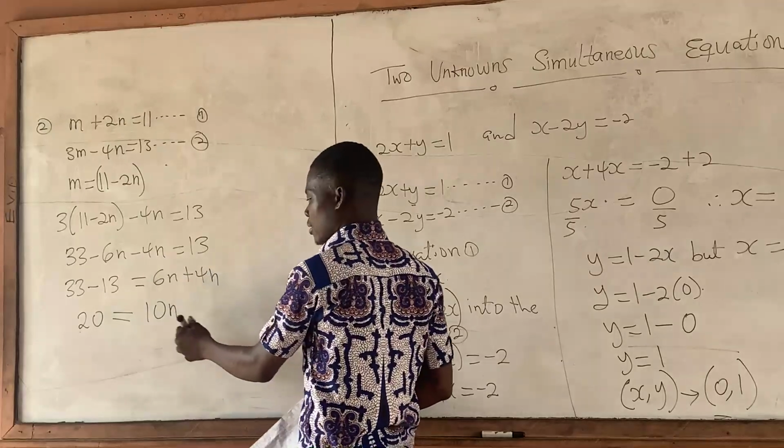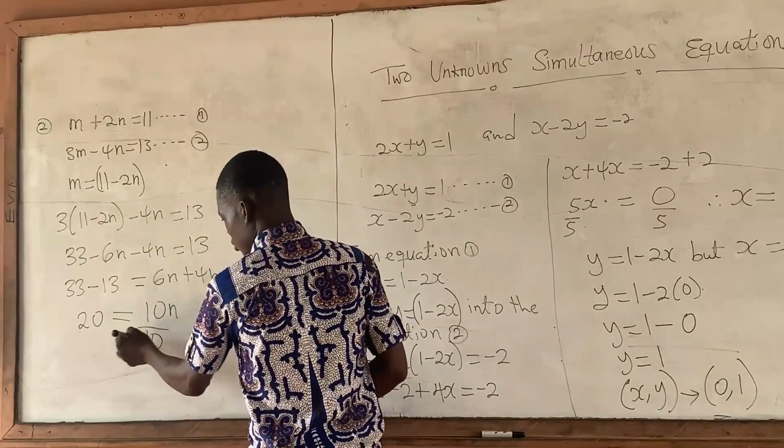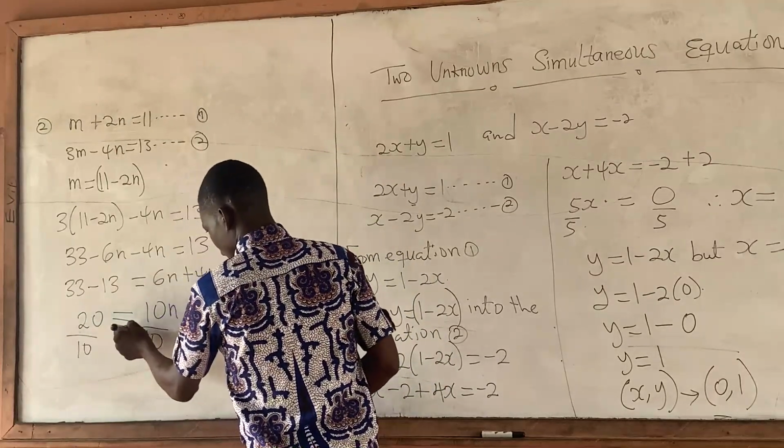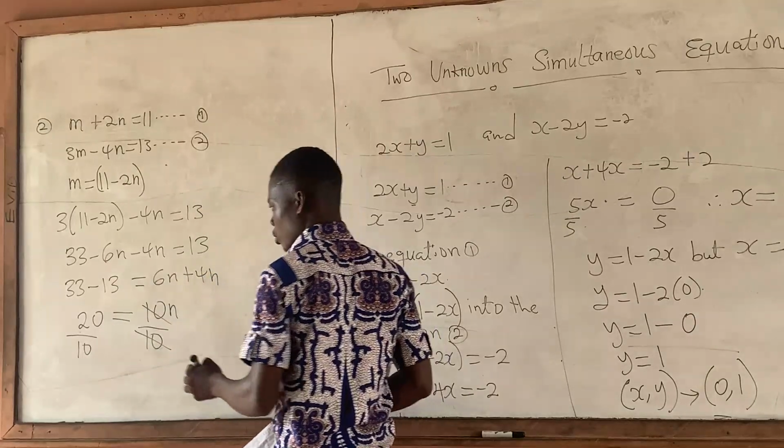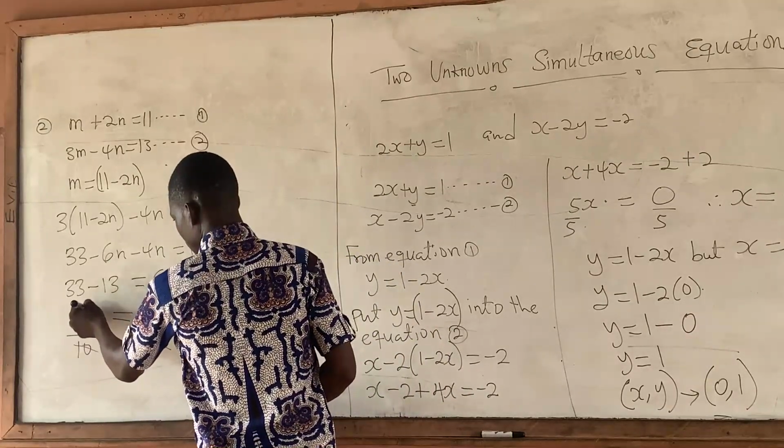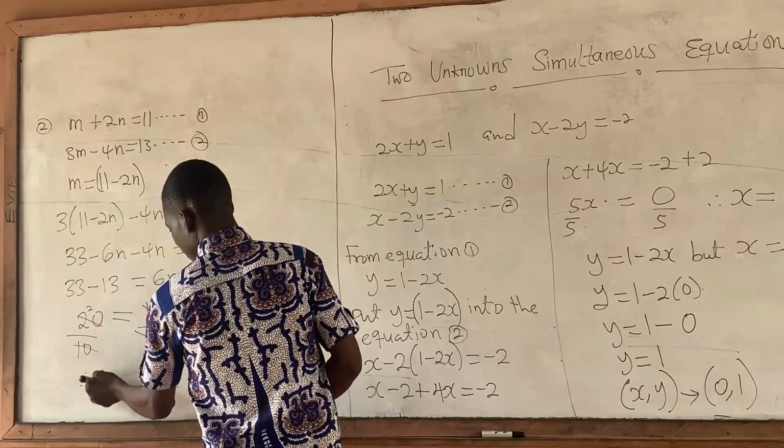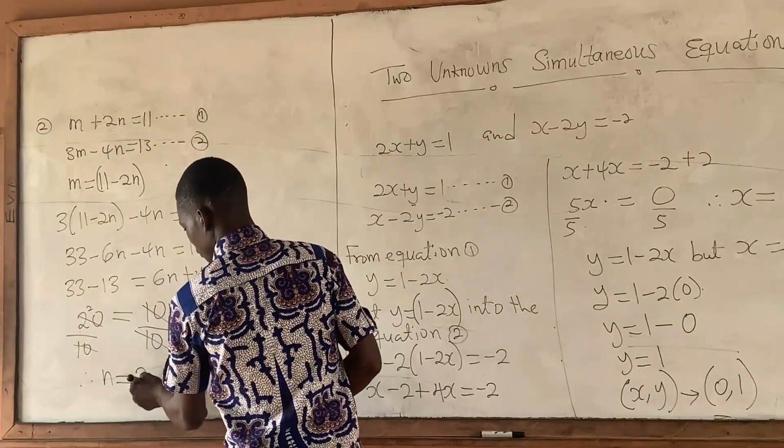Now we are looking for n, or we are solving for n. So let's divide through by the coefficient of n. The 10 goes into 20 2 times. So therefore n is equal to 2.